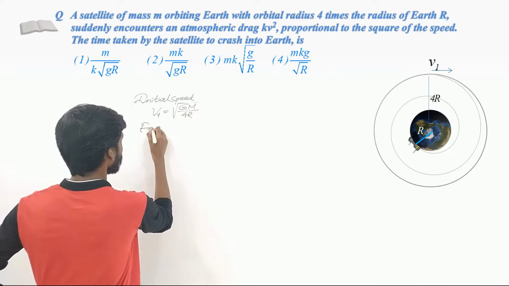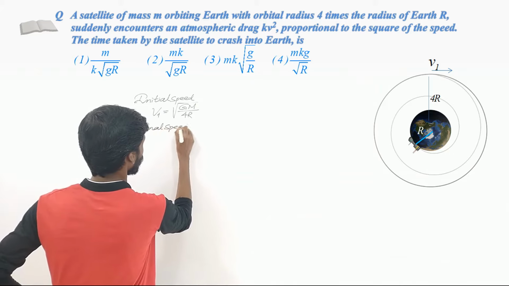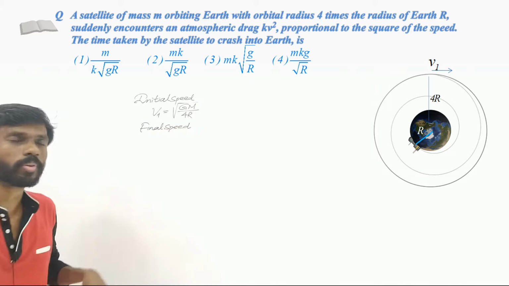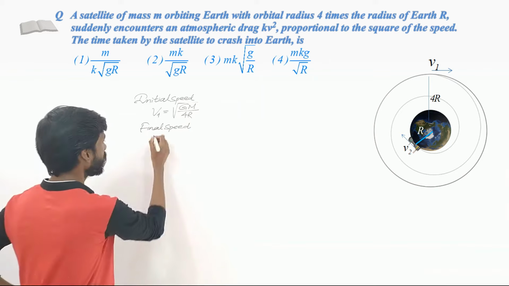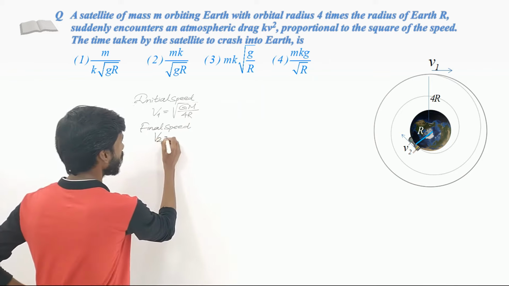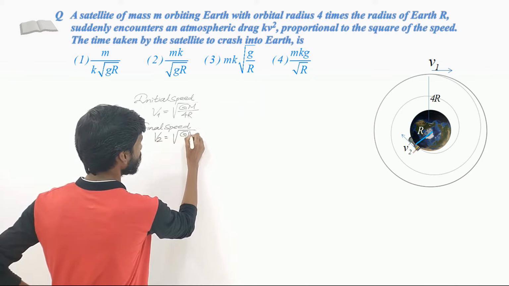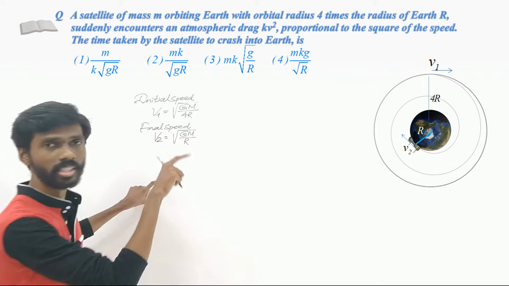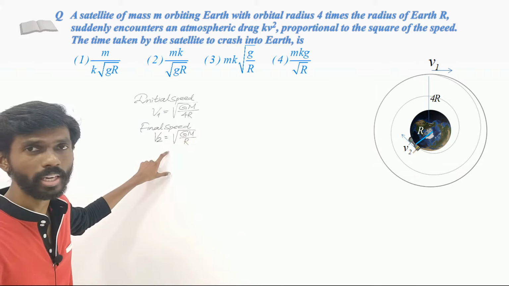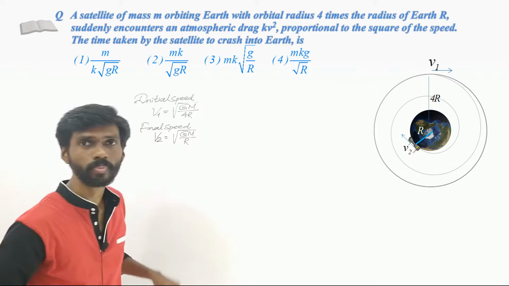Similarly, we will find the final speed. So what is the final speed? That is the speed just before it hits the surface. So that's taken as v2. That is the orbital speed at a distance R from the center. So distance is R from the center. So this is the orbital speed. So we have found v1 and v2.